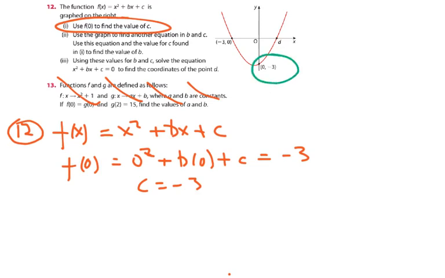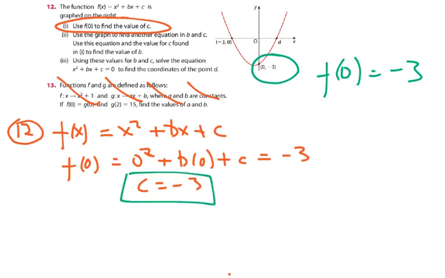Well, looking at this here, we can see that f of 0 is equal to minus 3. So if I plug 0 into my function, I'm going to get 0 squared plus b by 0 plus c is equal to minus 3. 0 squared plus 0 plus c is equal to minus 3. So we have a value of c is equal to minus 3.